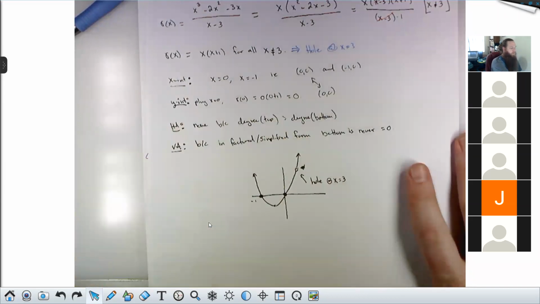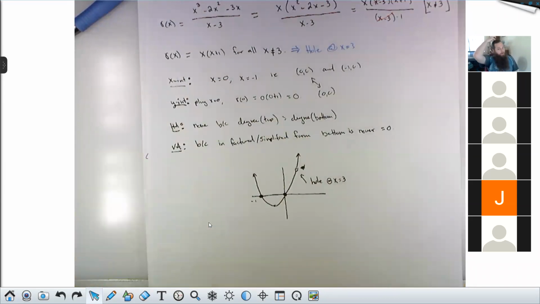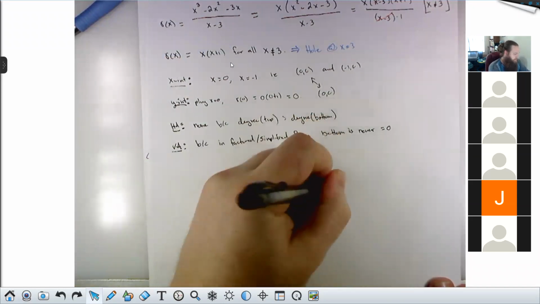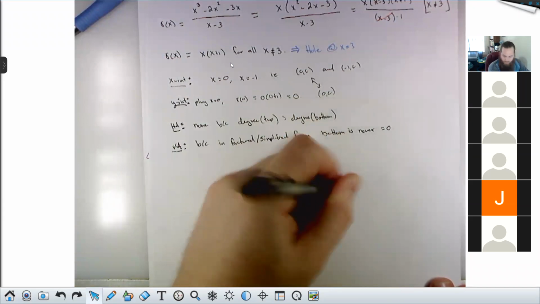And if you want to know the y value of that hole, you can find it by plugging 3 into this guy. That'll be 3 times 4, which is 12. That's all.